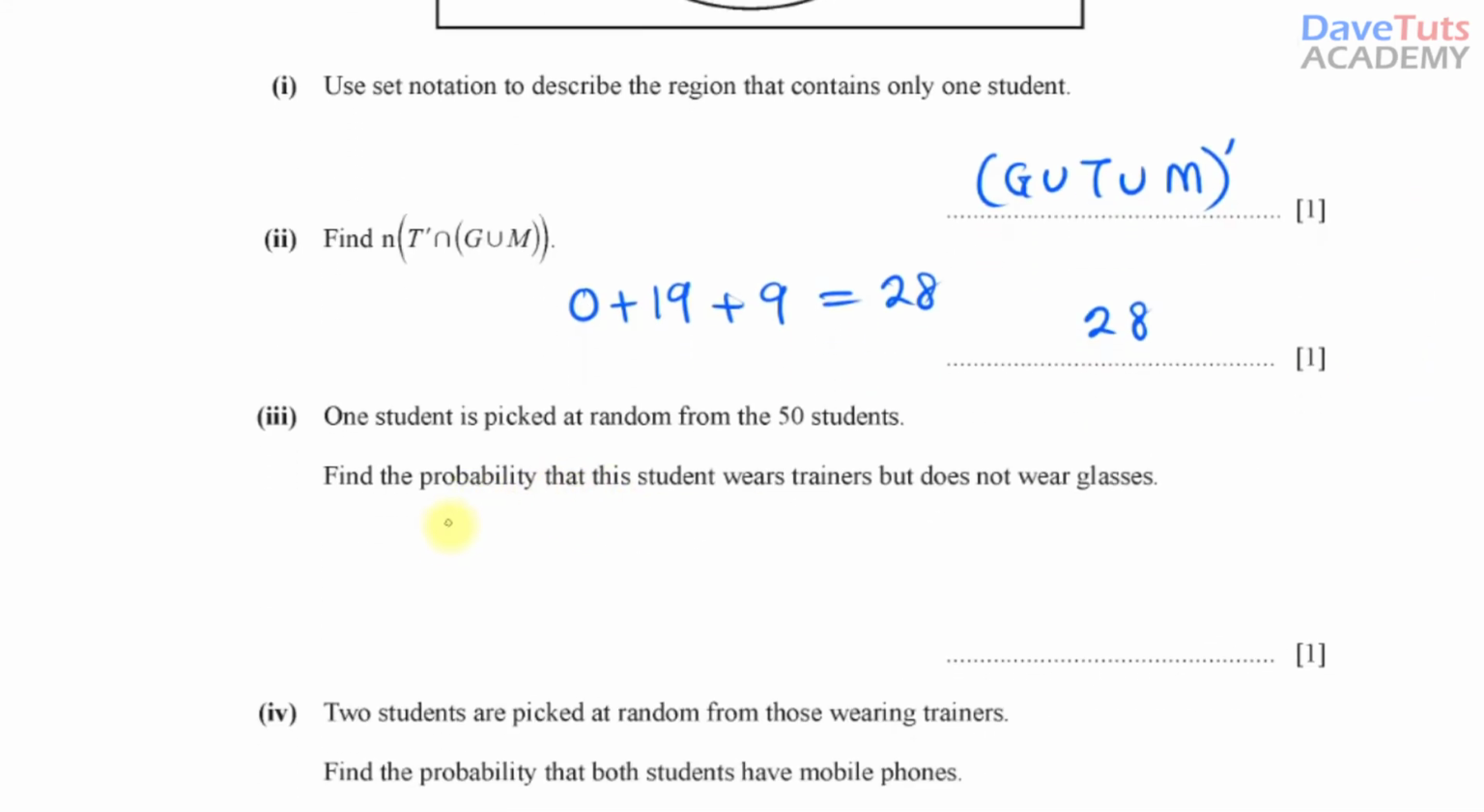This is nothing but 3 plus 14 over 50, and 3 plus 14 over 50 will give us 17 over 50, as the probability that this student that was picked wears trainers but does not wear glasses. So we have this as 17 over 50.